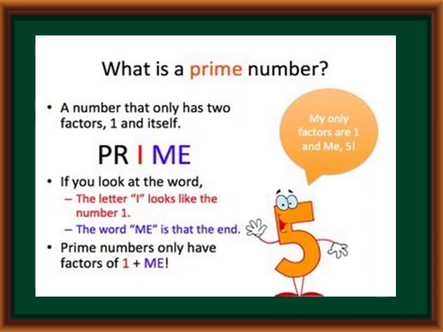For example, suppose you take 5. What are the factors of 5? So 1 and the given number, that is 5. So the factors of 5 are 1 and 5.